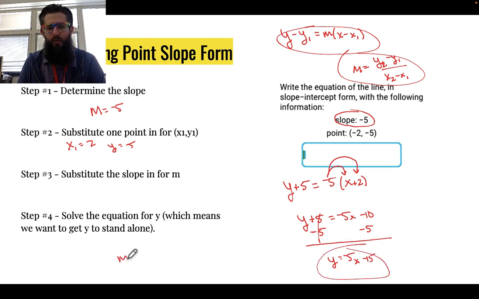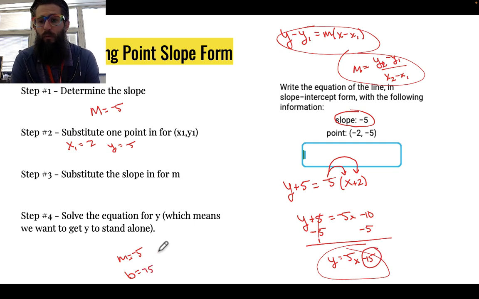Now if I were to ask you what the slope is, you already know that. Slope is equal to negative 5. And if they ask you what the y-intercept is, we know that the constant value in an equation written in slope-intercept form is your y-intercept. So this particular equation has a slope of negative 5 and a y-intercept of negative 15.